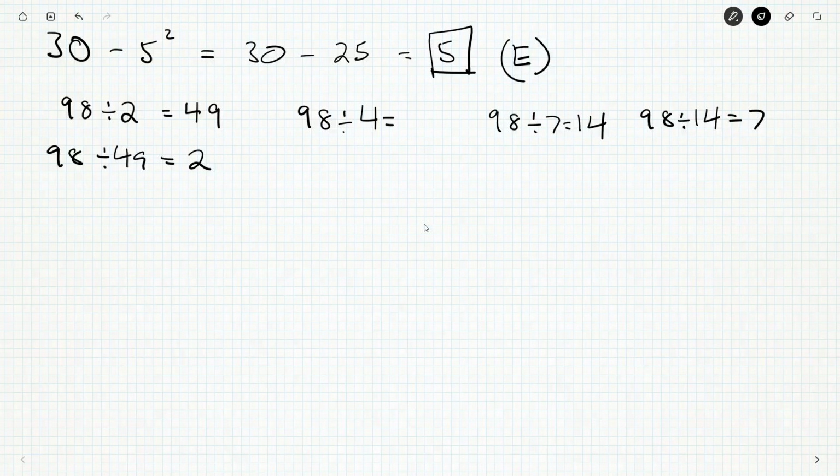And 98 divided by 4, well, that would be like dividing 49 by 2, and you're going to be left with 24.5. That's not an integer, so it doesn't evenly divide. So our answer is going to be B, 4 doesn't evenly divide.